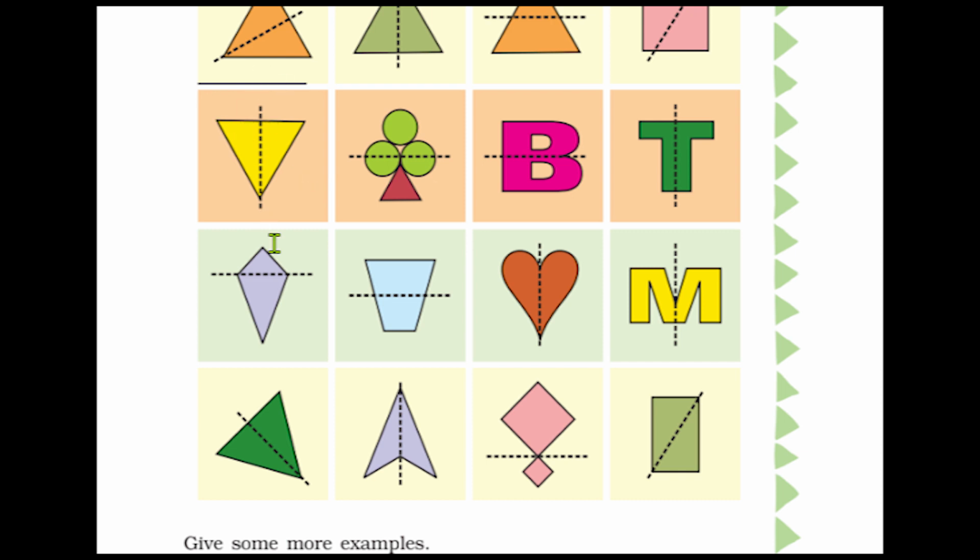Is this line dividing this triangle? Yes. So you will put a tick mark. Again, this tree is not divided into 2 equal halves. So you will not put a tick mark. This line is dividing this letter B into 2 equal halves. So you will put a tick mark here. And again, this letter T is divided by this line, and you will put a tick mark here.